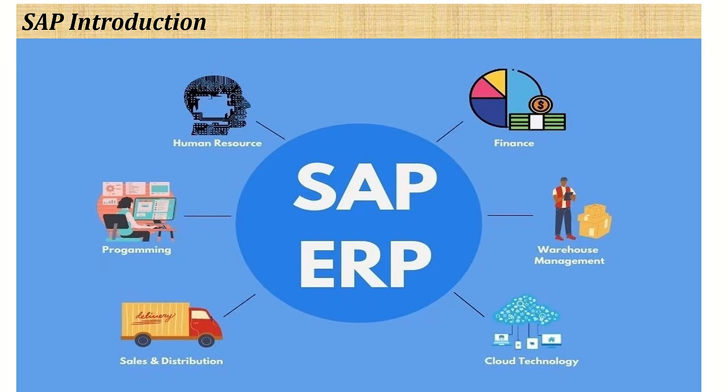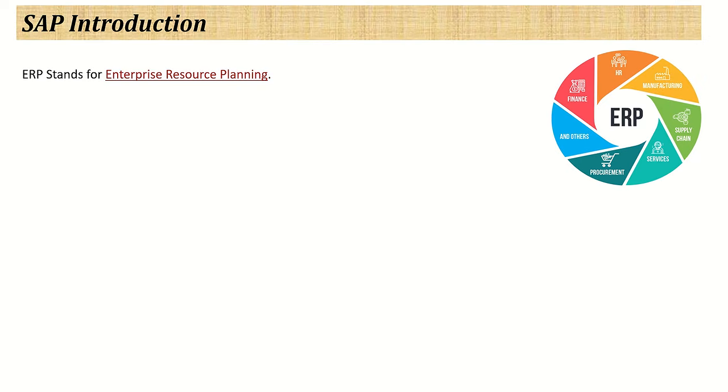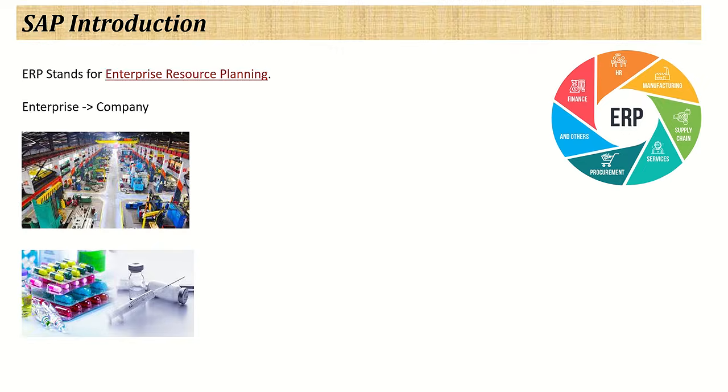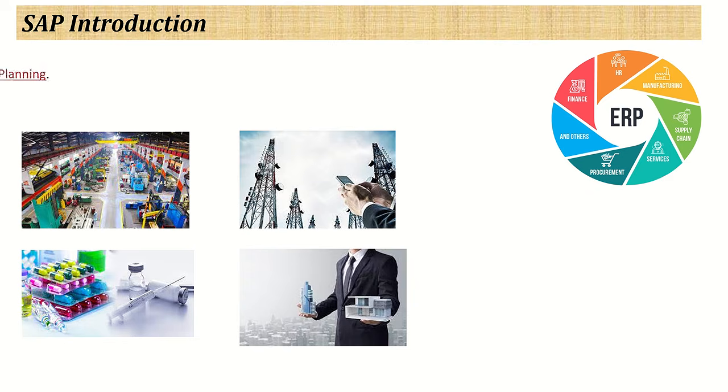Hello everyone. So today's session is on Introduction to SAP System and overview of SAP ERP. So let's understand the term ERP. ERP stands for Enterprise Resource Planning. So what is enterprise? Enterprise means a company. Any company like manufacturing, pharma, telecom, real estate. Any company we can call an enterprise.